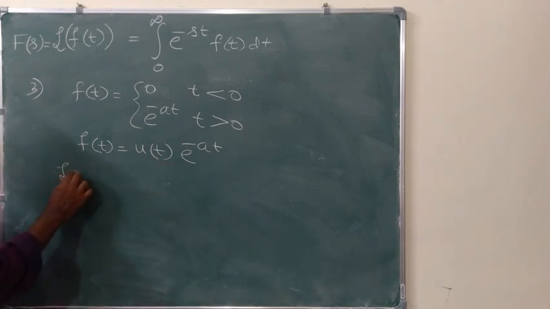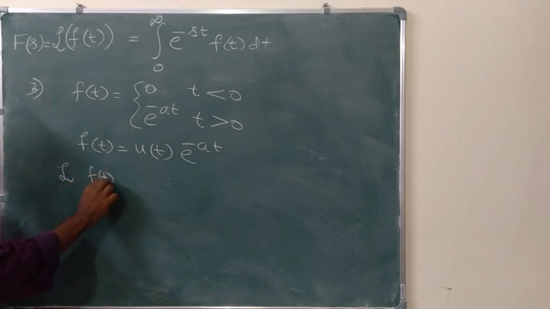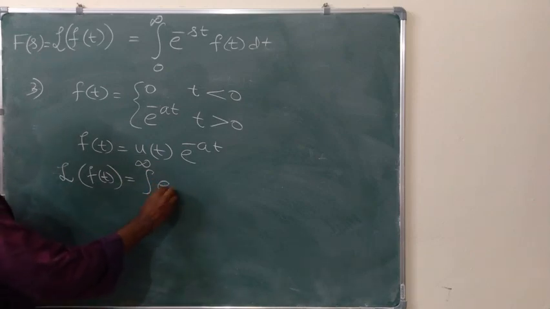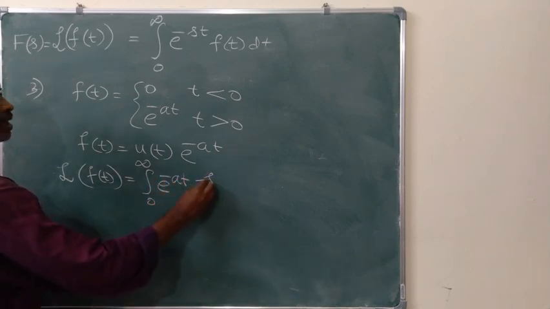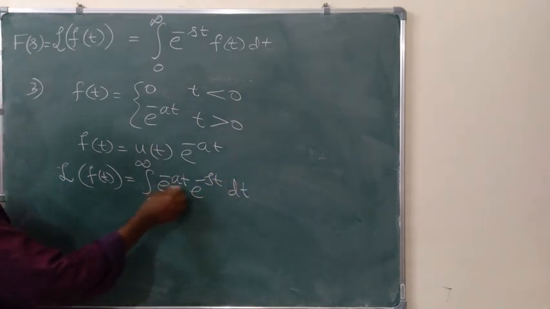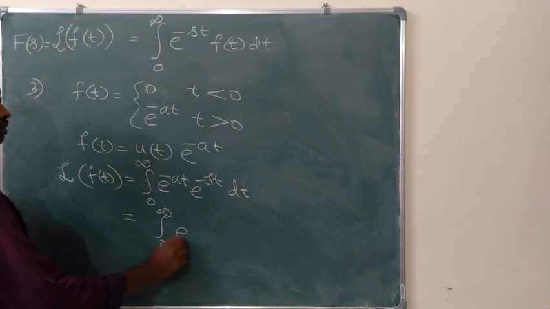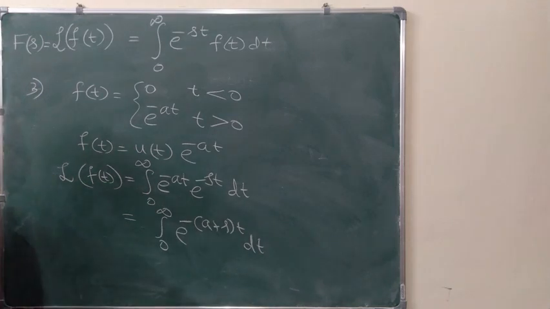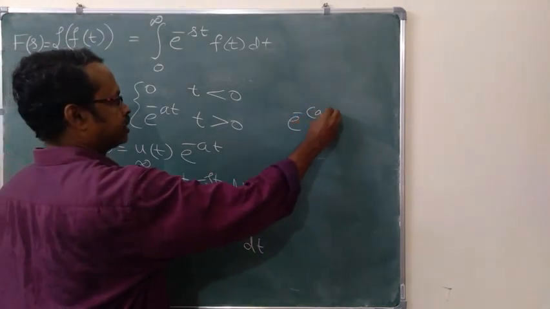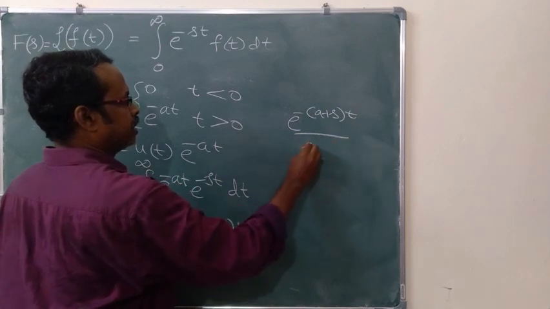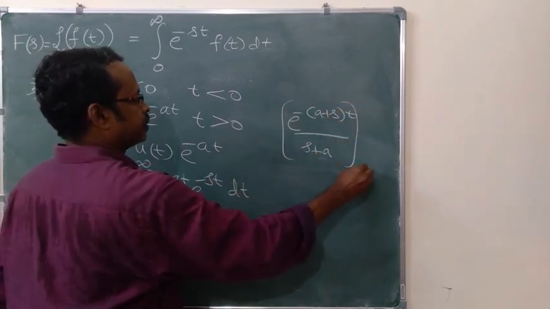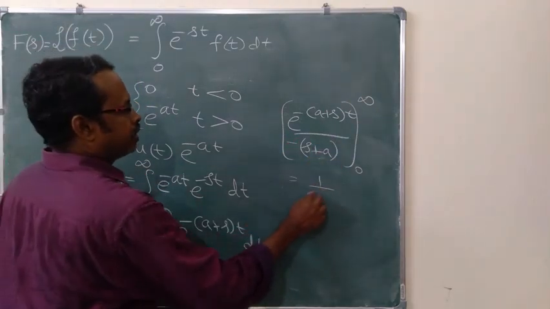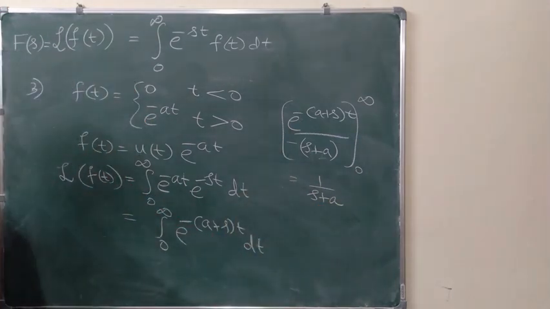Then the Laplace transform of f(t) equals the integral from 0 to infinity of e to the power minus at e to the power minus st dt. So we can combine these terms here. There is 0 to infinity e to the power minus (a plus s)t dt. The integration gives e to the power minus (a plus s)t divided by minus (s plus a), from 0 to infinity, and the minus is here. So that is equal to 1 by s plus a.